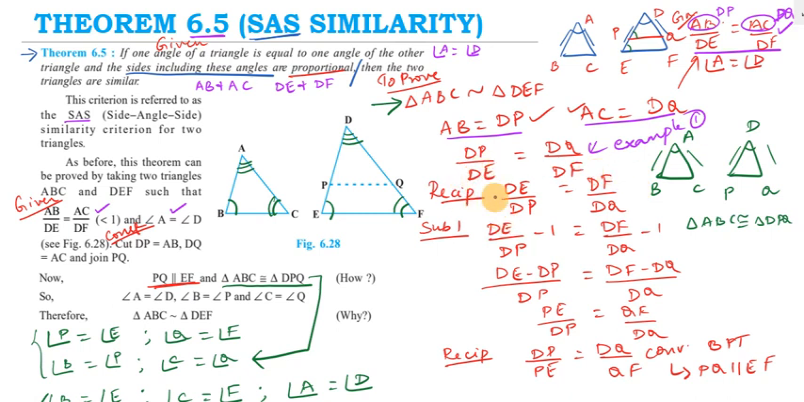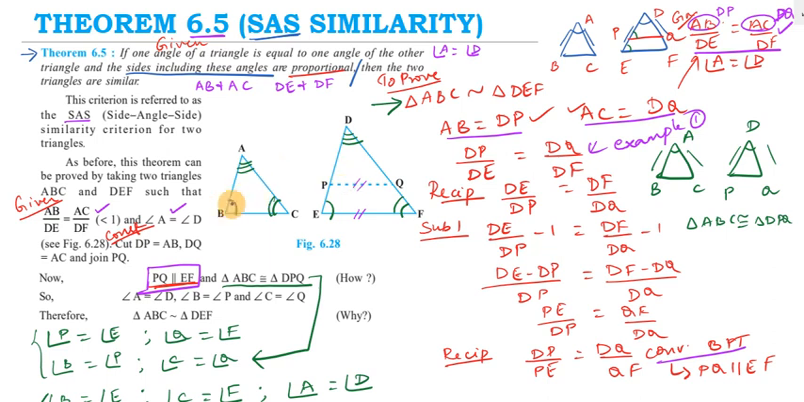Now we are just bringing it down to the converse of BPT, wherein we are going to first do the reciprocal, and then we are going to subtract 1 on both sides, and then we will again do the reciprocal back. In such a way that we will be able to prove that through the converse of BPT, PQ and EF are going to be parallel. PQ is parallel to EF. So if PQ is parallel to EF now, we know that AB and DP are going to be proportionate, likewise AC and DQ.